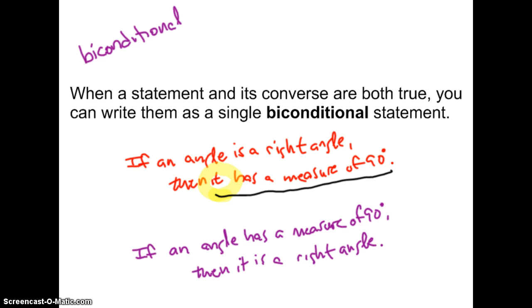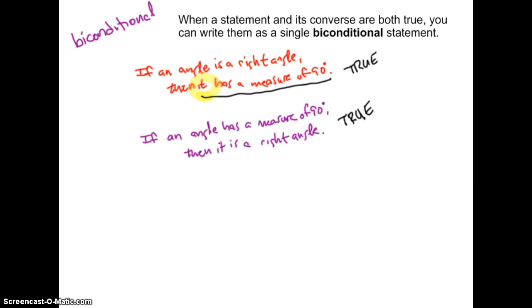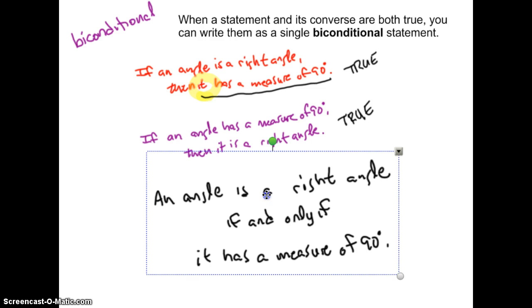So we already talked about how the original conditional statement was true. Let's talk about the converse. If an angle has a measure of 90 degrees, then it is a right angle. You're not going to be able to find a counterexample for that, so we're going to have to say the converse is true as well. So we write the biconditional statement like this. An angle is a right angle if and only if it has a measure of 90 degrees.